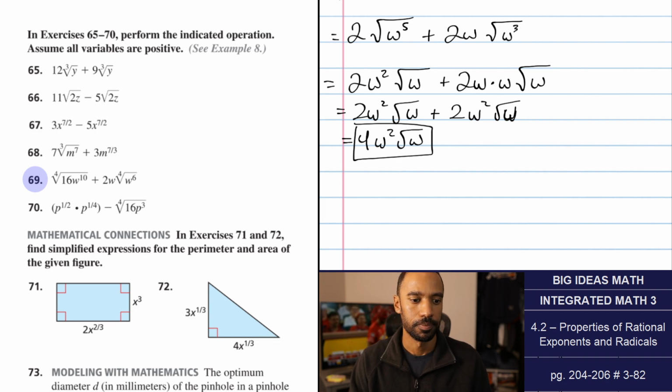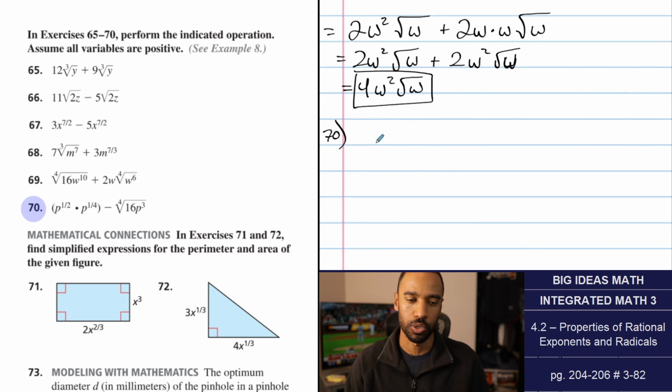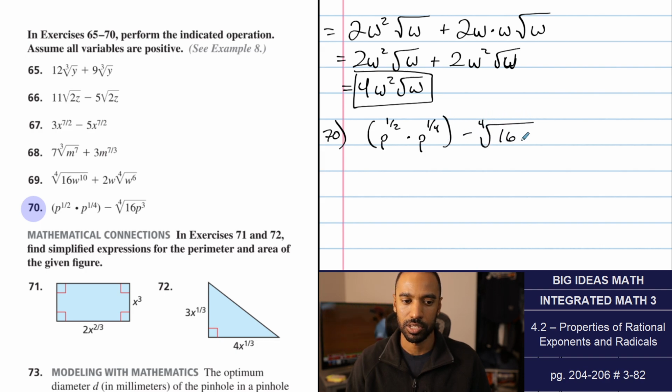Number 70. Come on. Number 70, we have, they want you to work now, right? They go from the first questions, easy, easy, easy. Now they're going to these ones here where it's, make it work. P to the 1/2 times P to the 1/4 minus 4th root of 16p cubed.